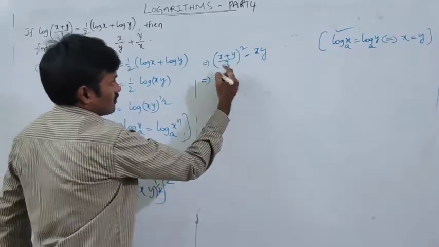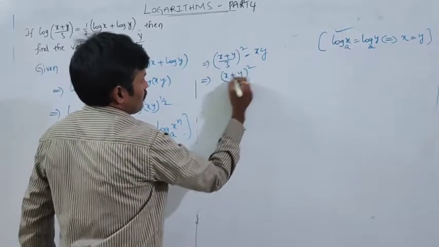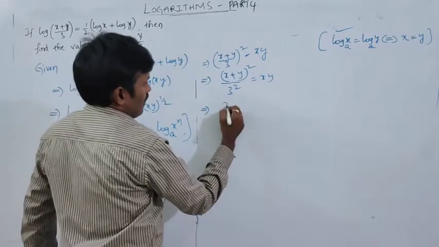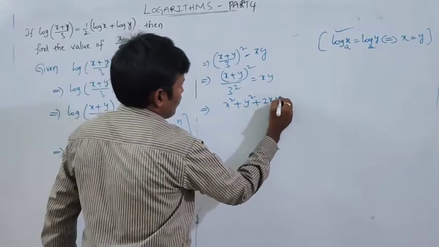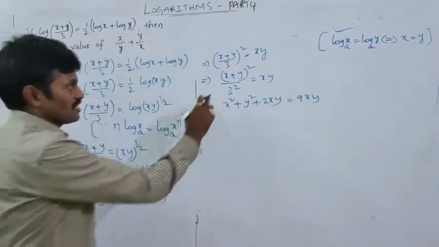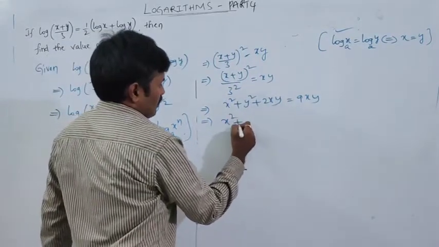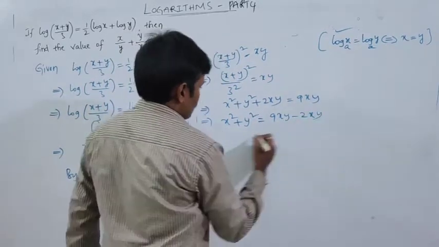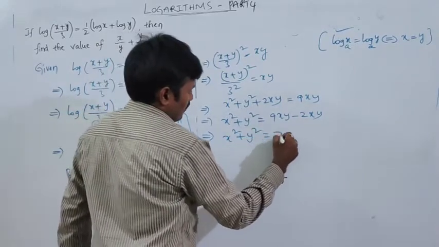Now expansion. It is like (a by b) whole power m is a power m by b power m, that is equal to xy. So it can be written as x square plus y square plus 2xy, that is equal to 9xy. Am I correct or not? Because the 3 square, if you shift it to the right side, becomes 9xy, and x square plus y square is equal to 9xy minus 2xy. This implies x square plus y square is equal to 7xy.